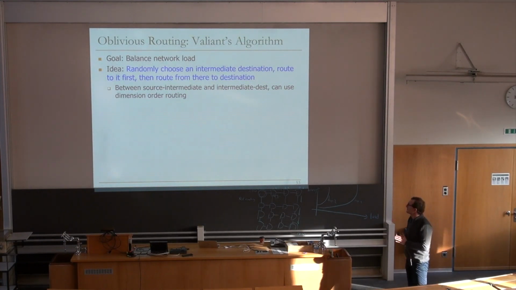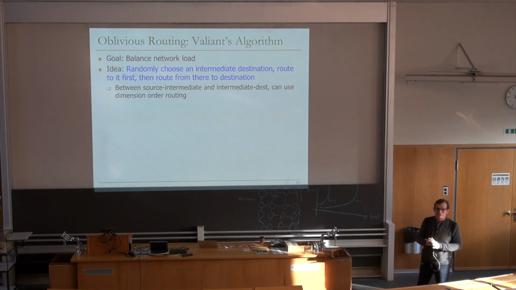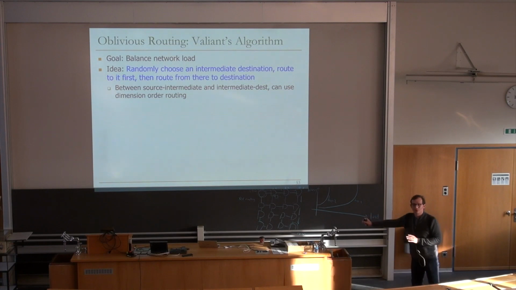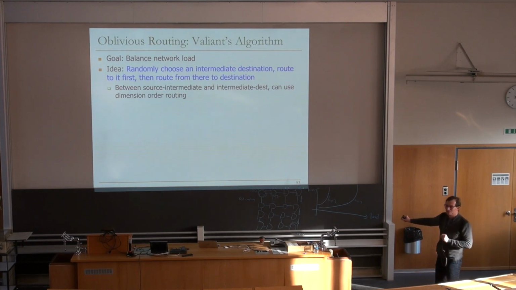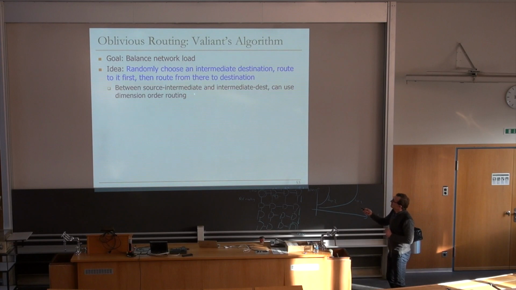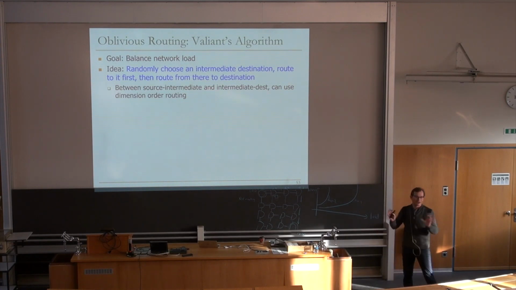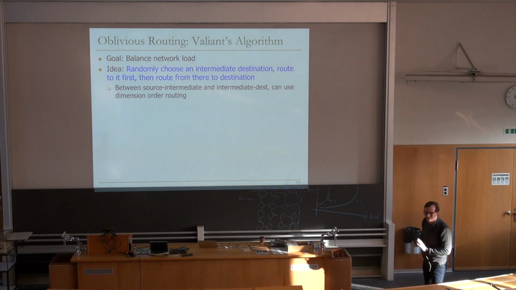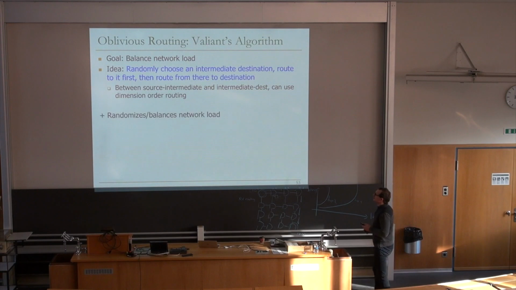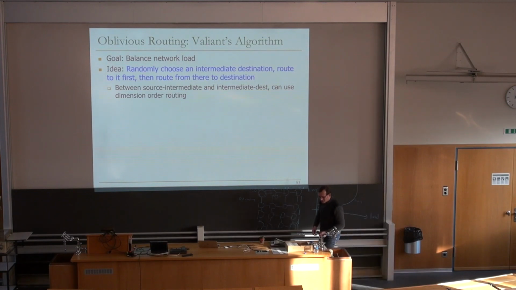And if this is your goal, you basically randomly choose an intermediate destination to route the packet to, and then route from there to the destination. Between source and intermediate destination to the destination, you can use some other type of routing. Or you could use another oblivious routing as well. Right? That's the idea. So basically, let's take a look at an example over here.